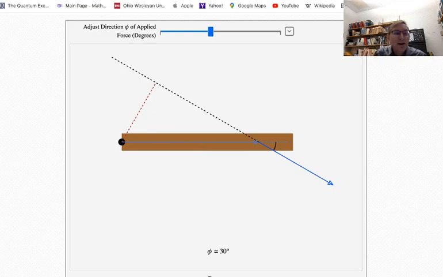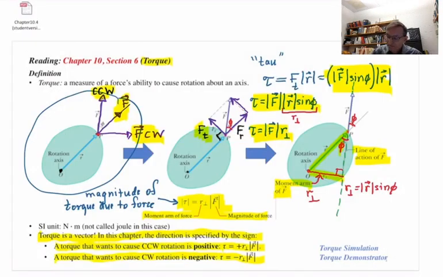So let me go back to my slides and let me get myself some writing space. Okay? And let me draw my own version of what we see there.